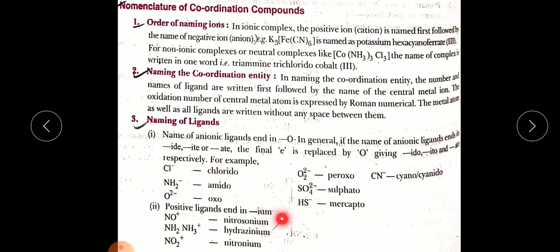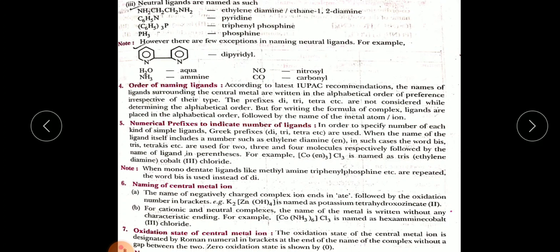And if I have a positive ligand, it will end with ium. So NO plus is nitrosonium, NO2 plus is nitronium, like that. Similarly, neutral ligands: ethylenediamine is written as ethane-1,2-diamine, then pyridine, triphenylphosphine, like that. And if you have neutral ligands like water, it is written as aqua, NH3 is ammine, NO is nitrosyl, CO is carbonyl. In a similar way, you can go through these rules from your textbook as well.